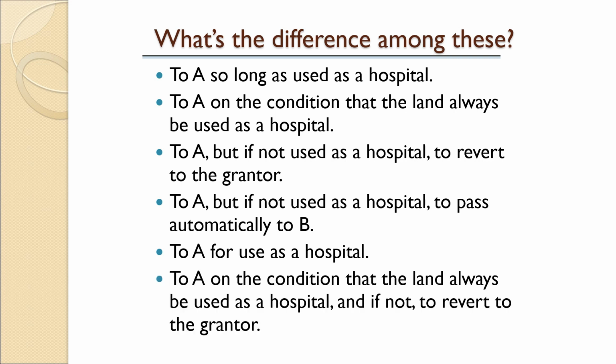How about this one? To A, on the condition that the land always be used as a hospital, and if not, to revert to the grantor. Now this one's quite interesting because it has one phrase, on the condition that, which seems to suggest a fee simple on condition subsequent. And it has another phrase, to revert to, which sounds automatic and seems to indicate a fee simple determinable. So where we have signposts in the language that point in both directions, what should we do? Well, the courts have developed an answer to that question.